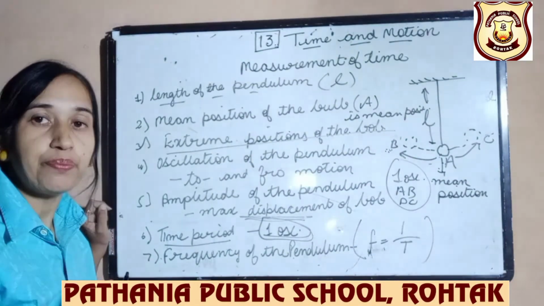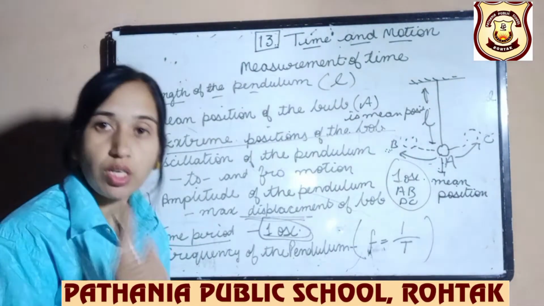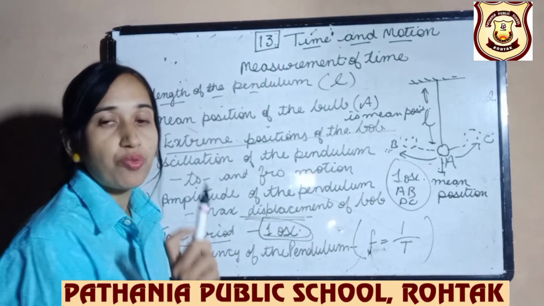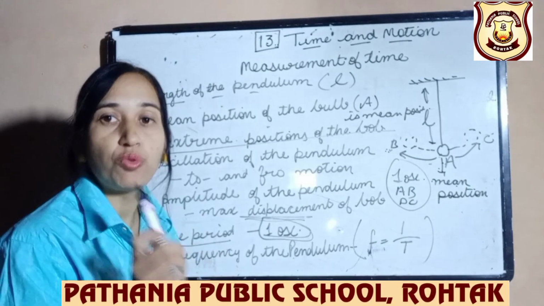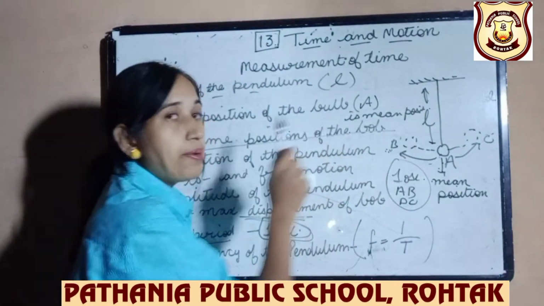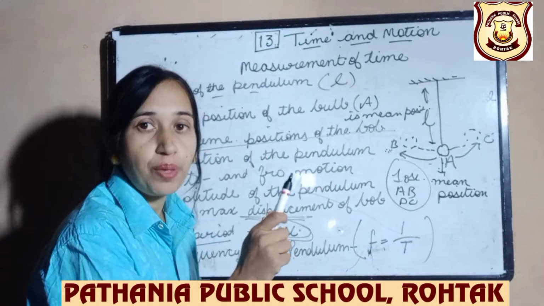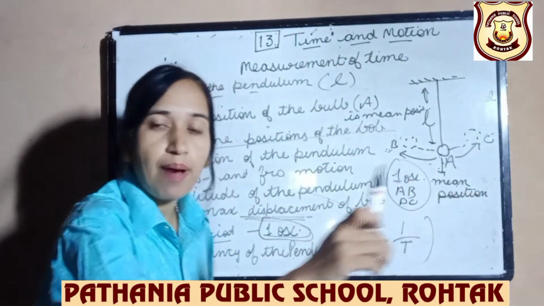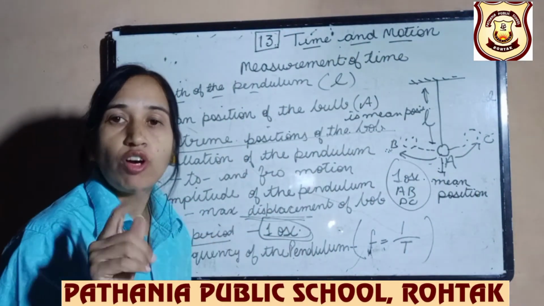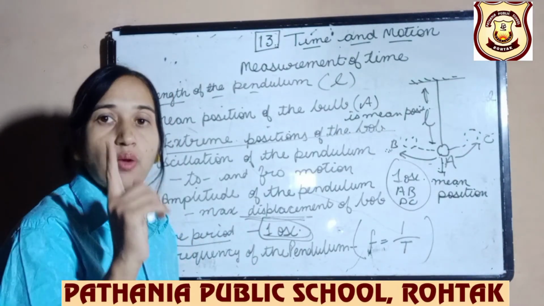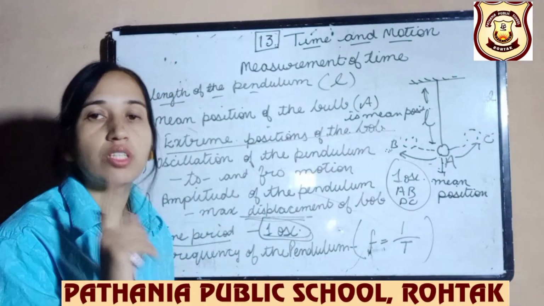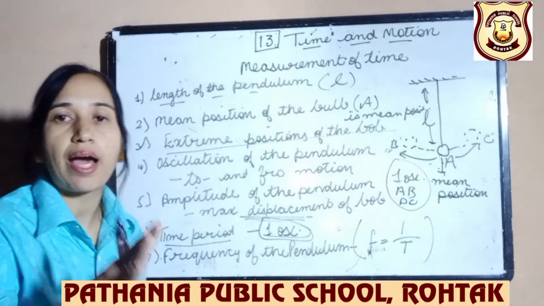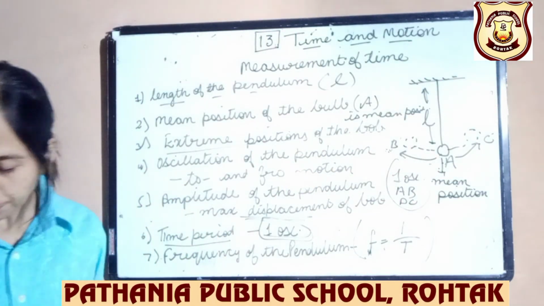I think I am clear. See, again I'll repeat it. What is one oscillation? When the bob starts moving in to and fro motion, it goes from A to B, and then B to C, and then back again to A. That involves one oscillation. And whatever the time is taken for this one oscillation is equal to the time period taken by the pendulum. Okay.